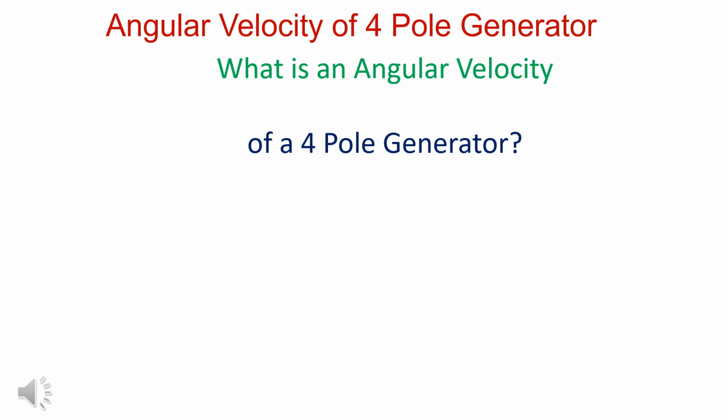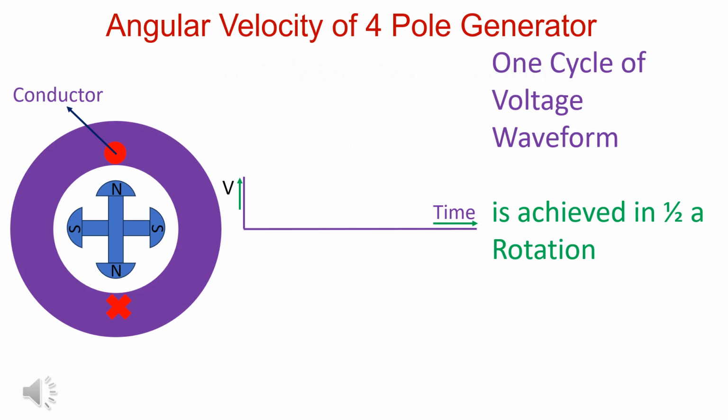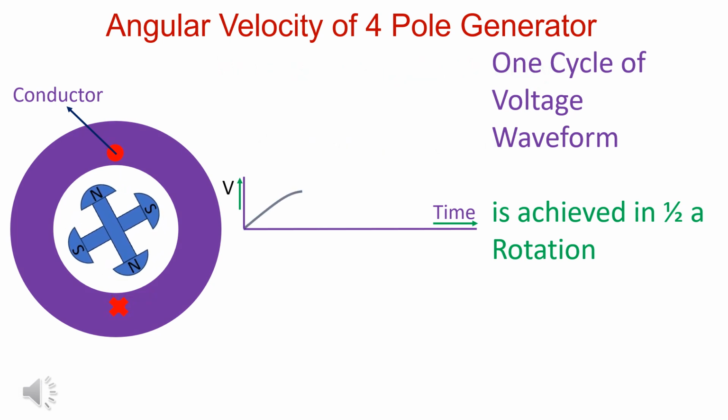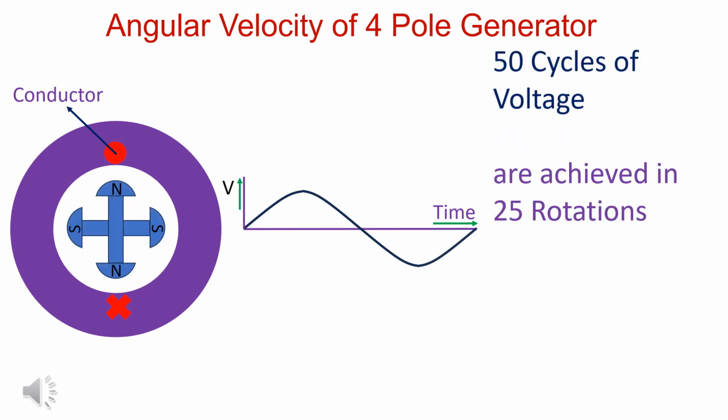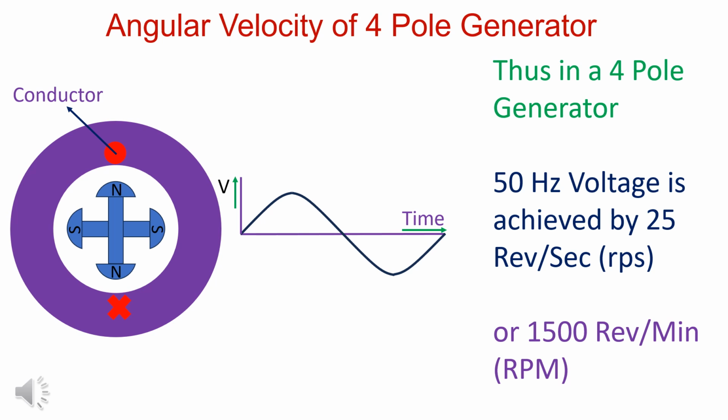What is the angular velocity of a four-pole synchronous generator? In the case of a four-pole generator, in half a rotation, one cycle of voltage is achieved. In 25 rotations, 50 cycles of voltage are achieved. Thus, 50 Hz voltage is achieved by 25 RPS or 1500 RPM.